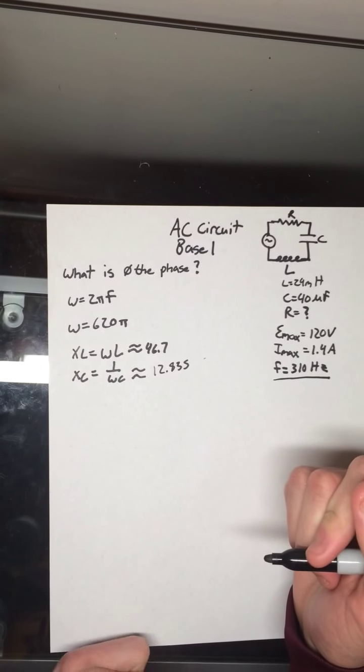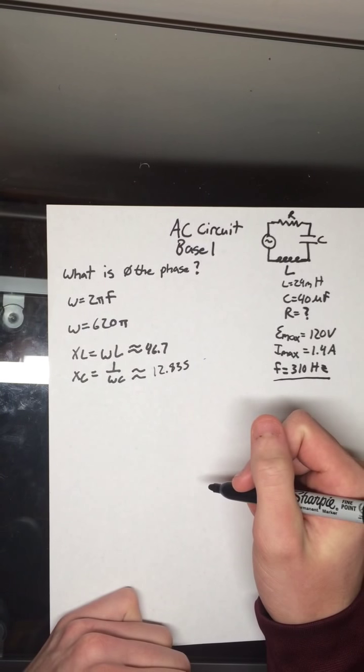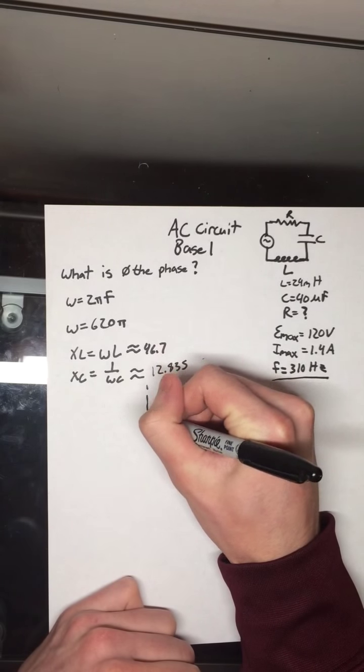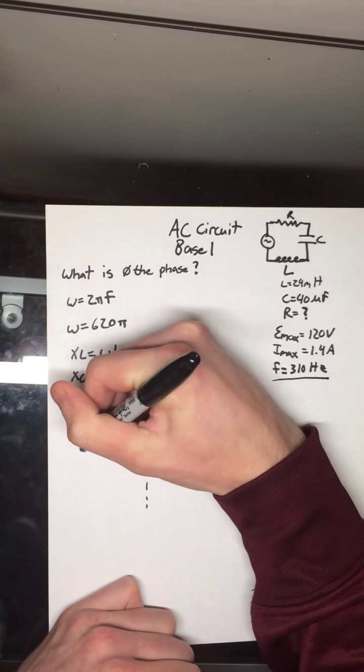Now, since we know that the resistance through the inductor is greater than the resistance through the capacitor, we know that the voltage will lead the current in the phase diagram. So if the voltage leads the current, we can start drawing our phase diagram, which this is what I do for my axis. This is a dotted line.